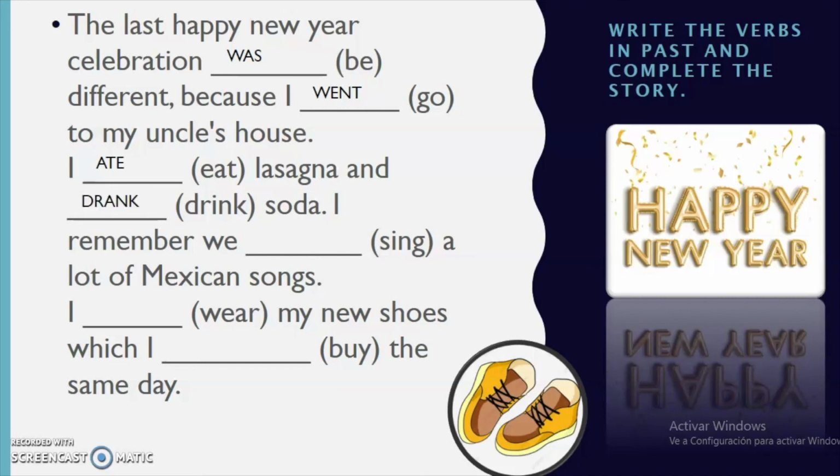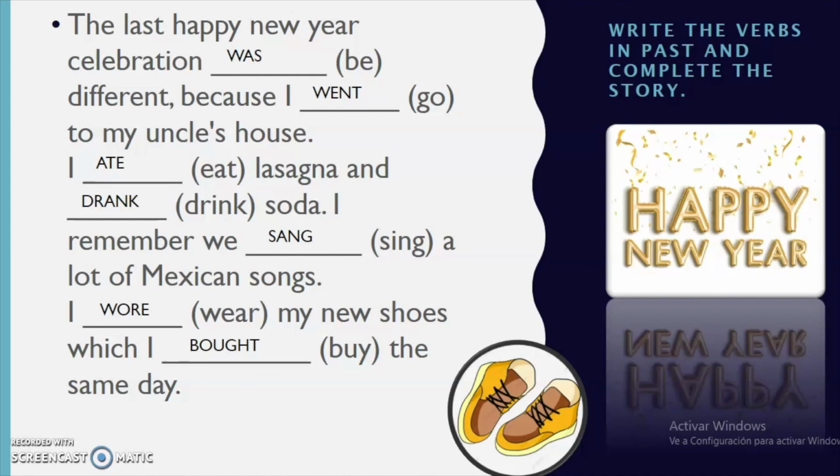I remember we put the past simple form of sing. We sang a lot of Mexican songs. We put the past of the verb wear, that is wore. I wore my new shoes, and the past of the verb buy is bought, so we write which I bought the same day. So I'm going to read all the text for you.